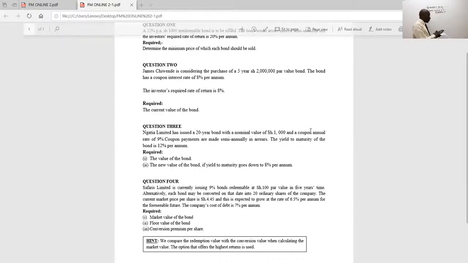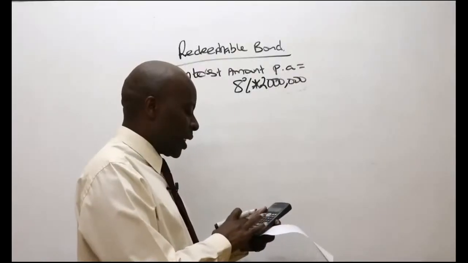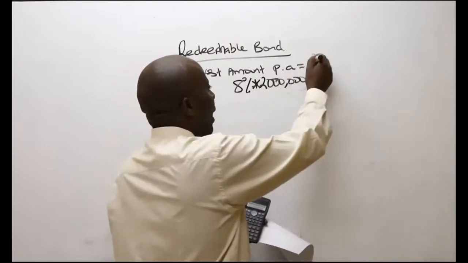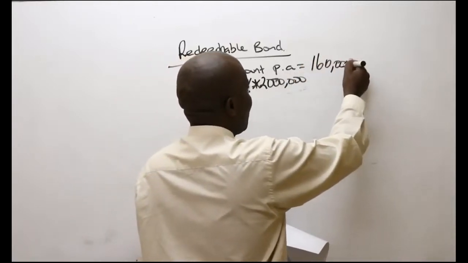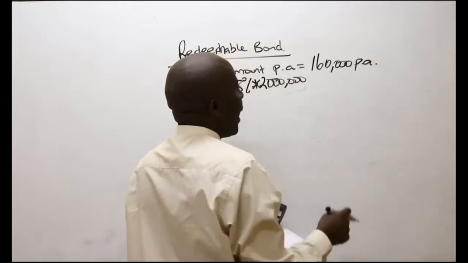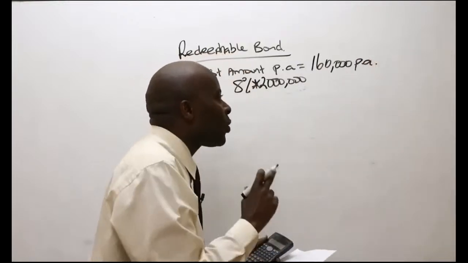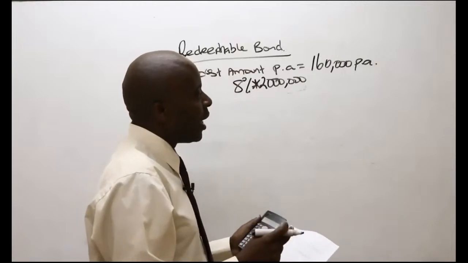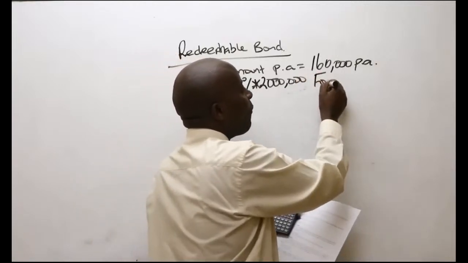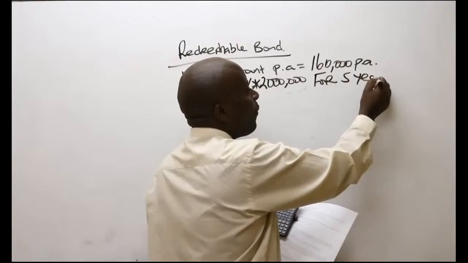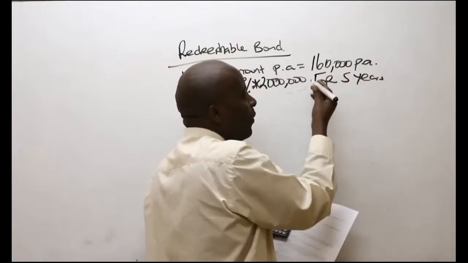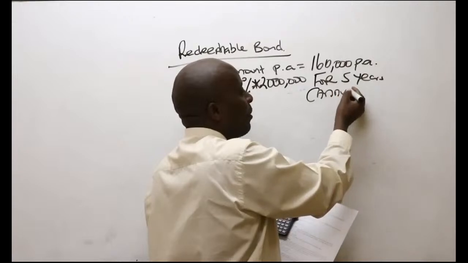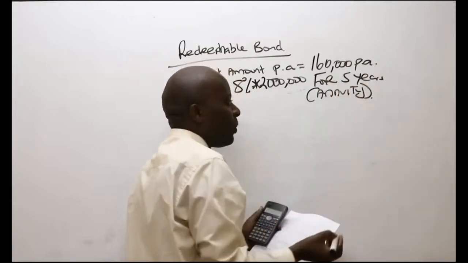So 0.08 times 2 million will give us 160,000 per annum. And we shall be able to pay this 160,000 every year. For how many years? For 5 years. Every year for 5 years. So because of the uniformity, this automatically becomes an annuity.